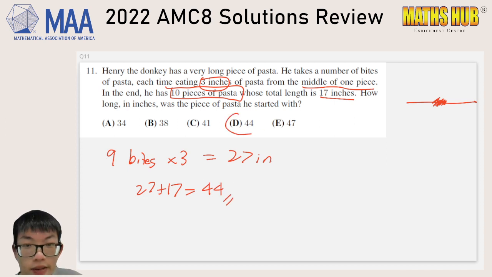It's a bit nasty because I think an easy mistake to make would be to think that it took 10 bites, and so 10 times 3 plus 17, which is 47. That is quite a common trap that you have to be careful to avoid.